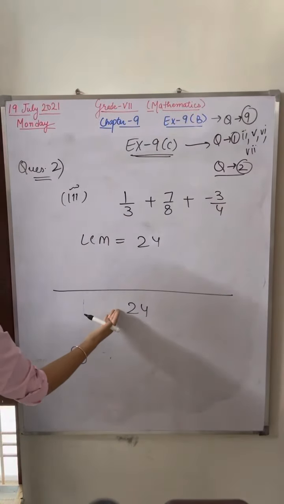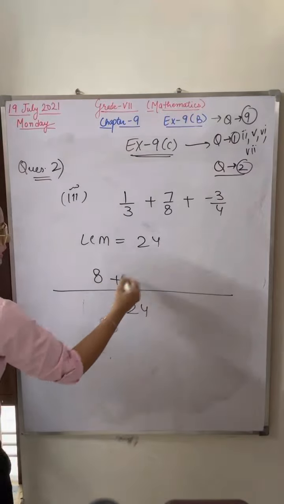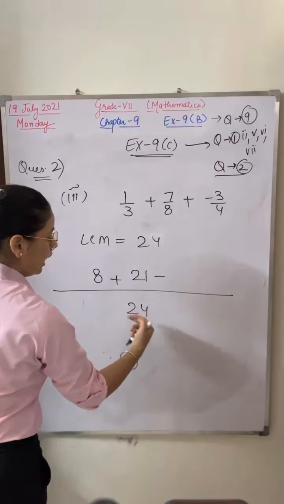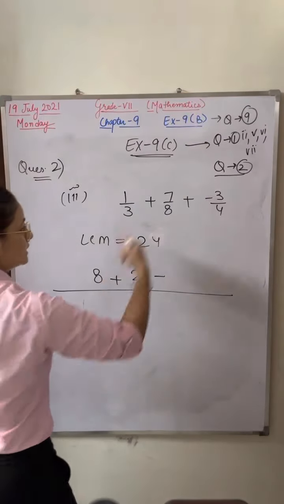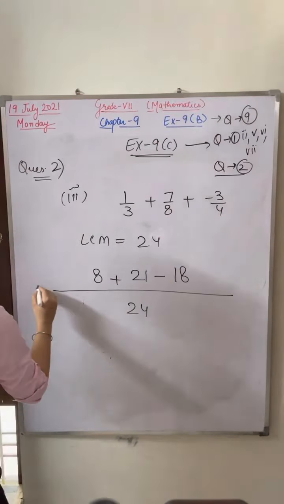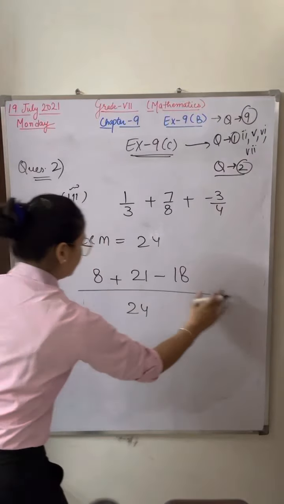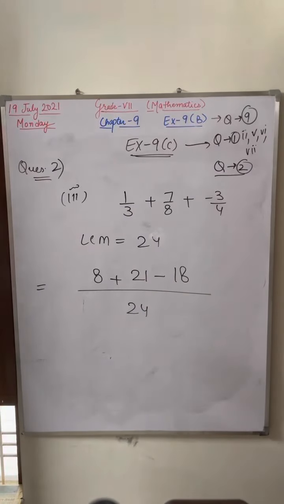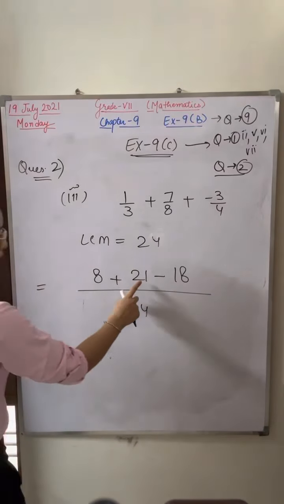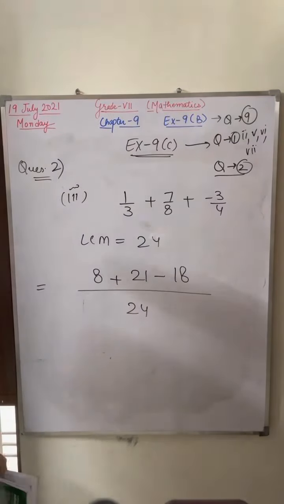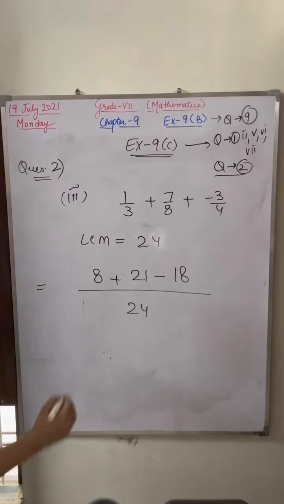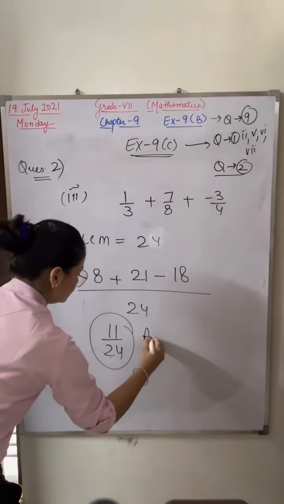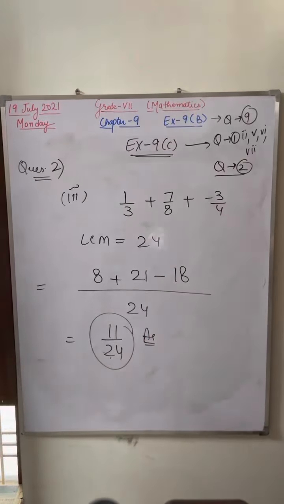3 8s are 24. 8 into 1 is 8. 8 3s are 24. 3 7s are 21. 4 how much? 4 6s are 24 and 6 3s are 18. Right? And just equate the answer. Add 21 and 8 and subtract 18. Answer will be 11 upon 24. That will be your answer.